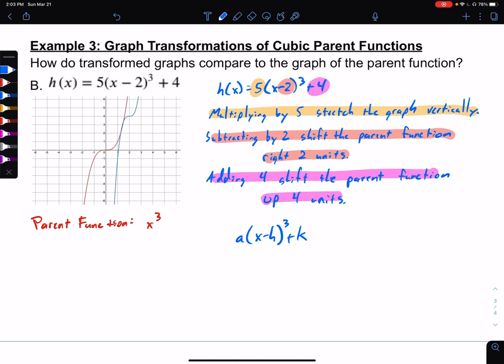So do keep this in mind. We're looking at a, h, and k. Like I've mentioned a couple times already, hopefully you do remember this from previous lessons and you remember what each of those values do. But this is a nice quick little review and to show you that those rules apply to both quadratics and the cubics.